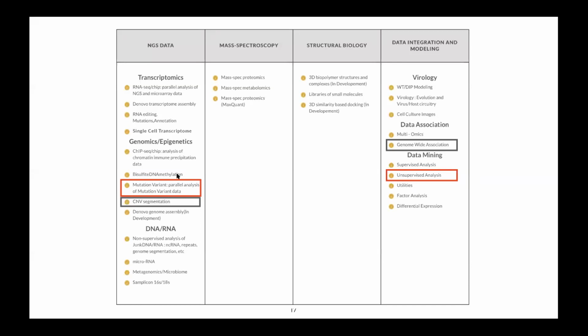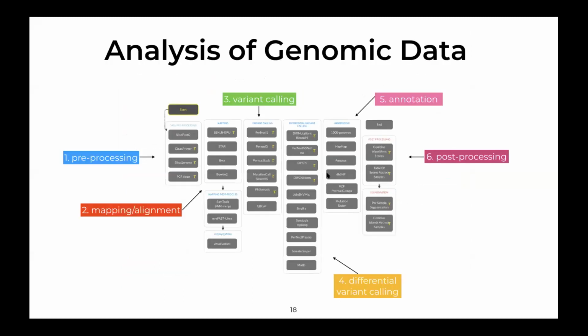How do we use this data? One of the ways that it could be done is by looking at genome-wide association. So for example, how do we now associate this variation with the phenotype that we have about the sample?